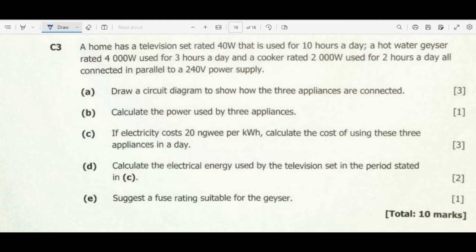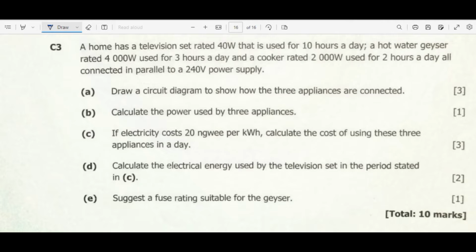Welcome guys. Before us we have question 3 from section C of Science Paper 1 for the year 2023 for the internals. Now, as we can see, we are dealing with a question that is falling under the topic of current electricity.